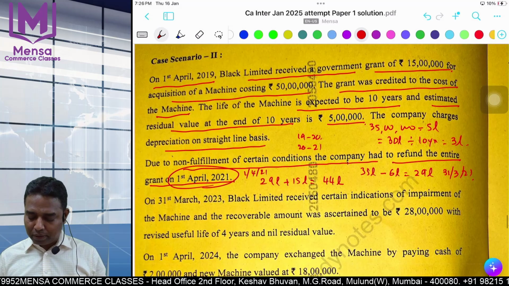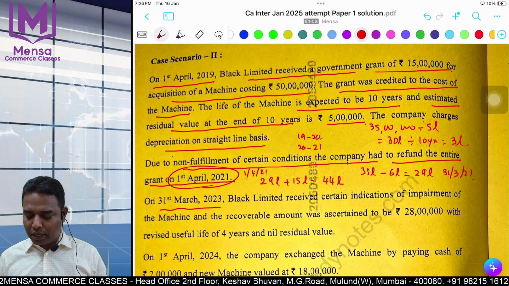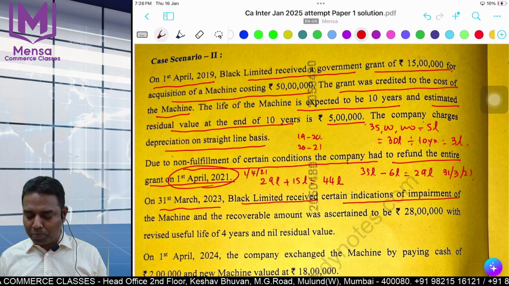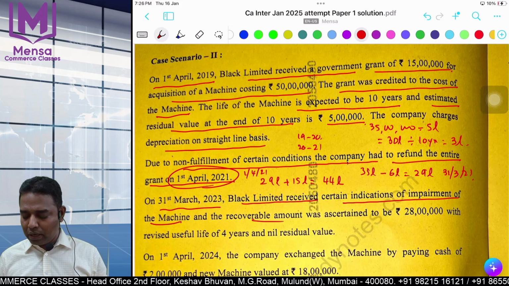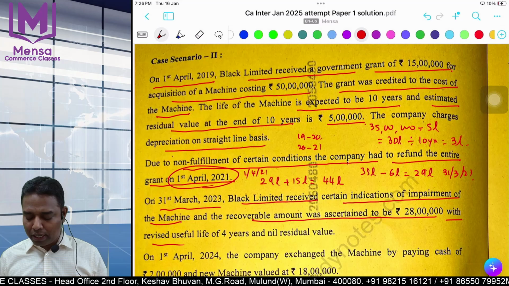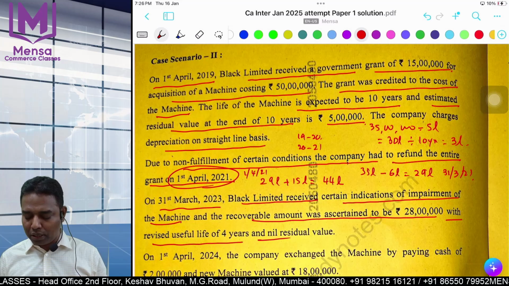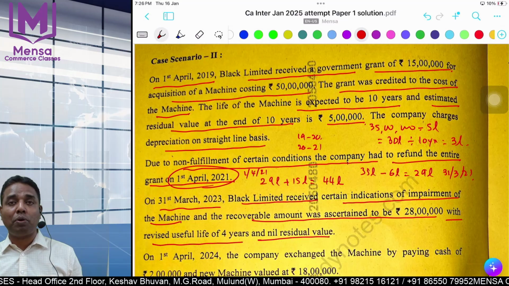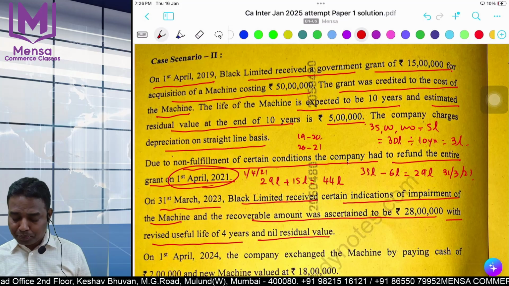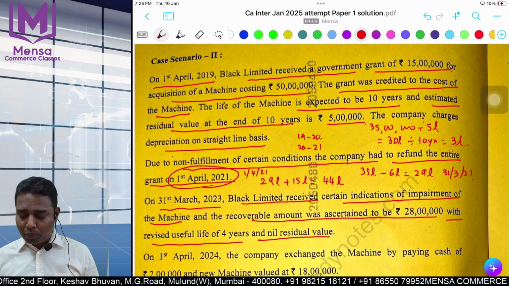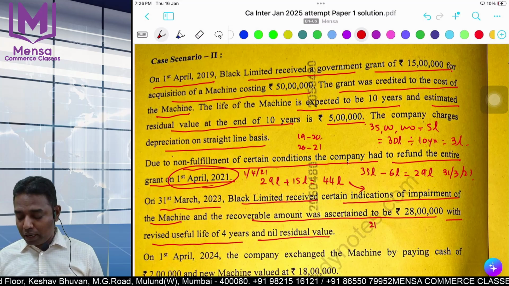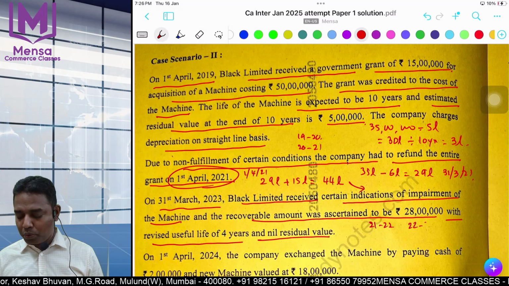Now what they are saying, on 31st March 23, Black received certain indications of impairment of the machine and the recoverable amount was ascertained as 28 lakh with a revised useful life of 4 years and nil residual value. So this is happening on 31st March 2023. Correct?